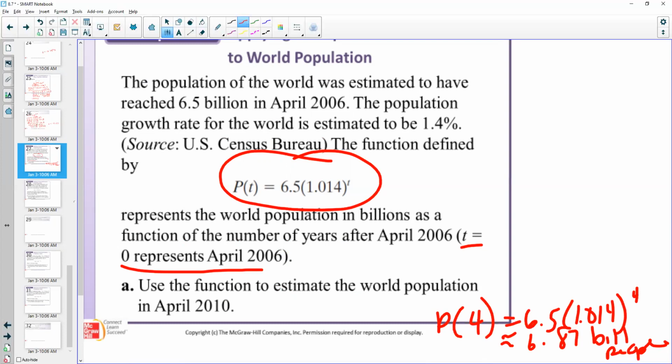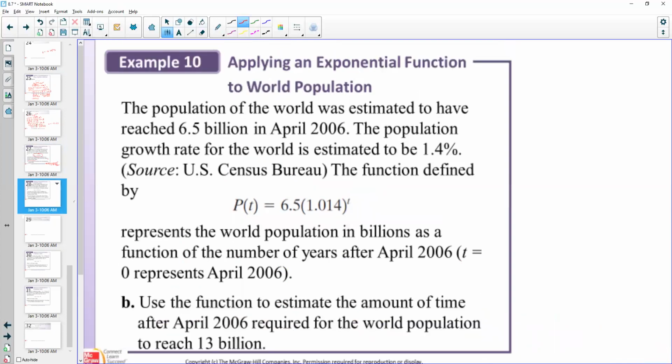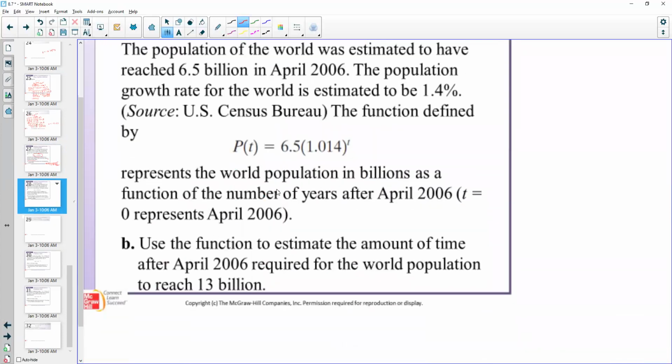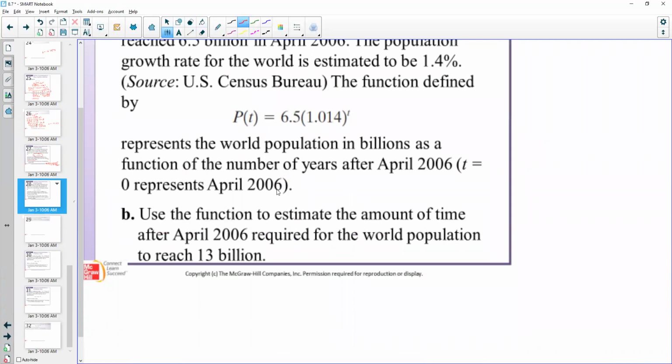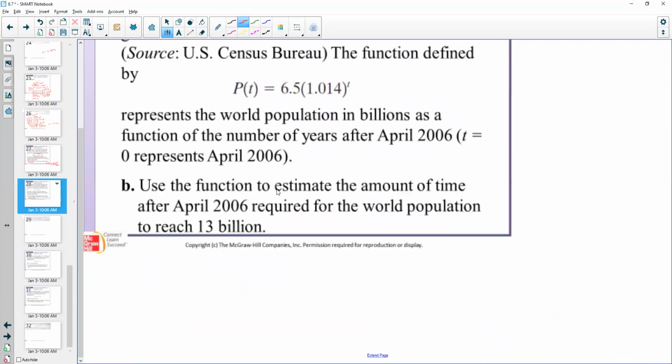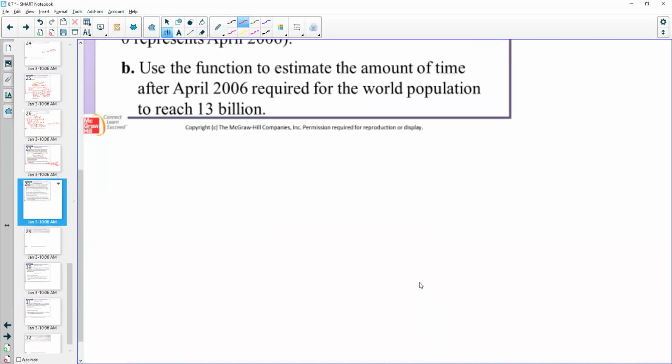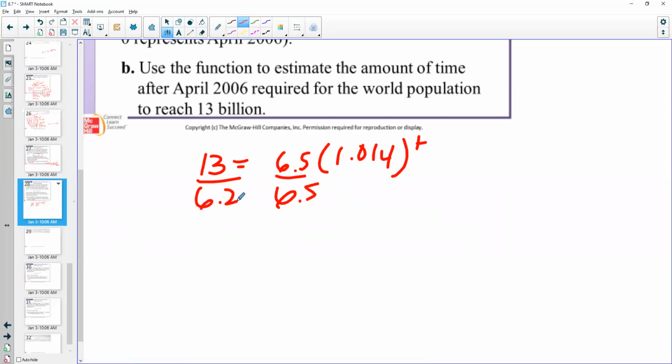Okay. All right. Now we're going to move to the second question. Same setup. Use the function to estimate the amount of time it would take to get to 13 billion people. So we're just going to set this up a little differently. So now we're trying to figure out t rather than the population. So I'm going to set this up as 13, because that's the population in billions, equals 6.5 times 1.014 to the t. Well, I can move this to the other side, right? I can not have to deal with that.